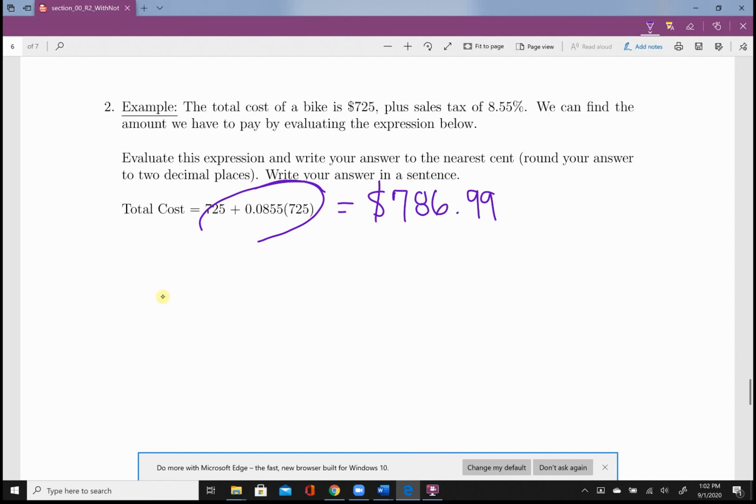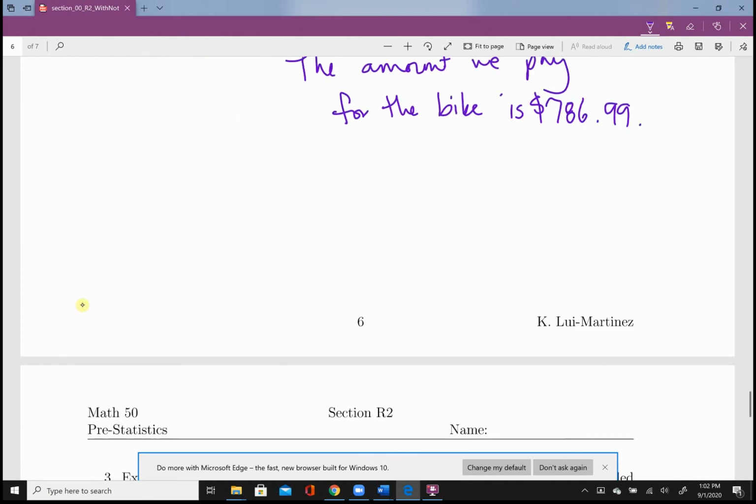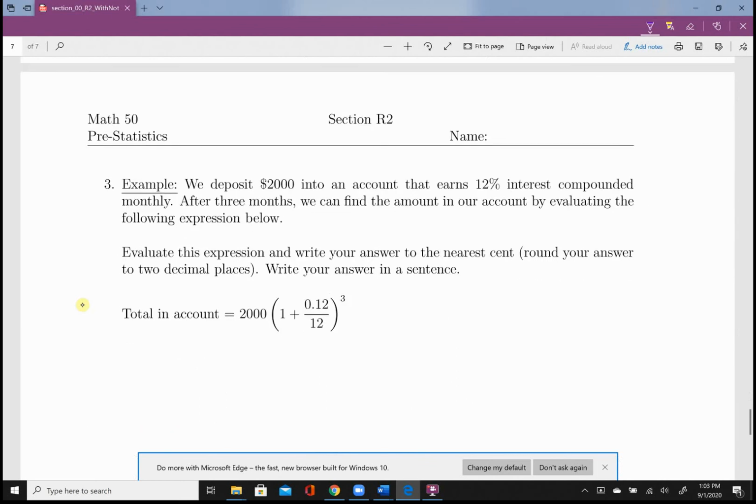So the price of the bike, or the amount we pay for the bike, is $786.99. All right. A couple more of this ilk.